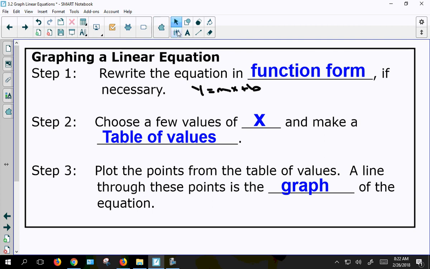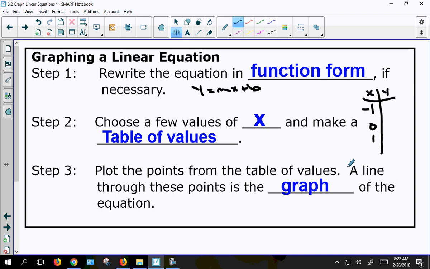What does that mean? That means that when you have a graph, you make an XY table or an input-output table. You just make up any value for x you want. Negative 1, 0, 1 will work. You plug it into the function, you'll get your y out, then you can graph. Let's see what that looks like.